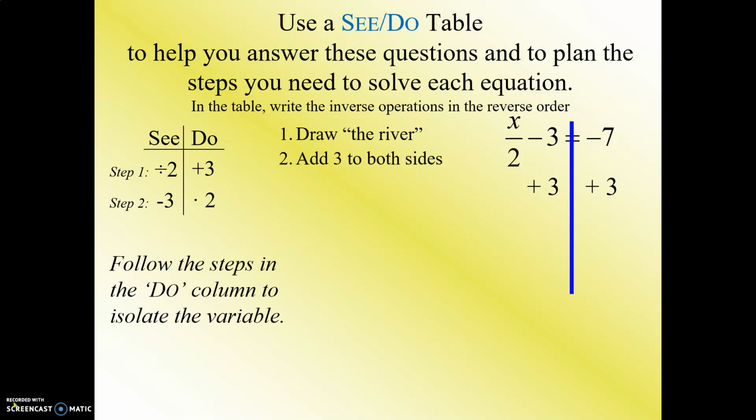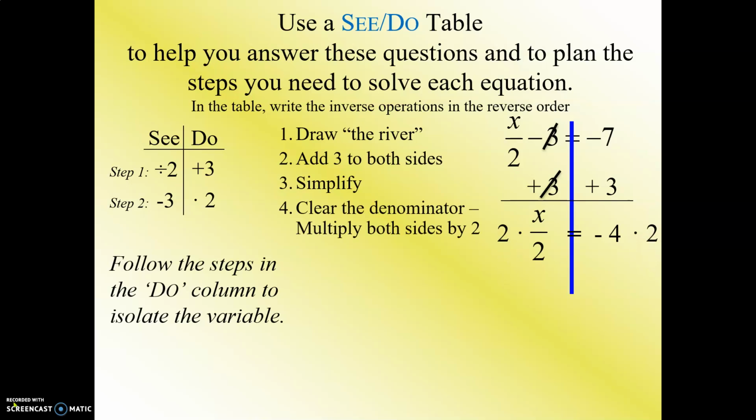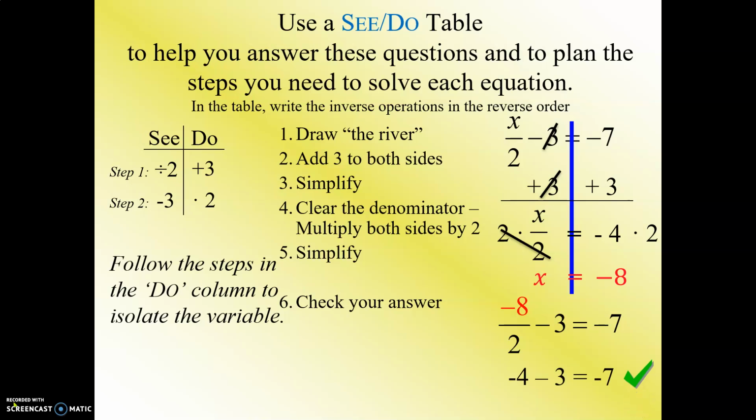The first step is add 3 to both sides, simplify, of course, bring down, and do our next step. Here we have a divide by 2. We're going to multiply by 2, simplify, that clears that denominator of 2, and we have our result of x equals -8. Of course, we always want to check our answer to make sure that it works.